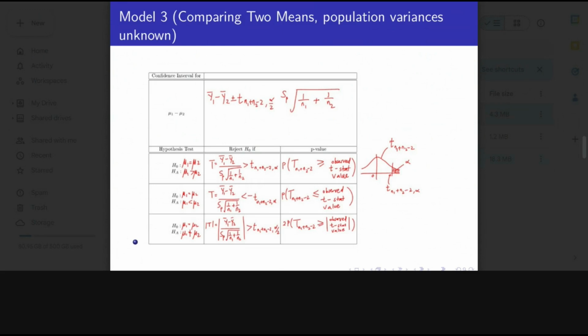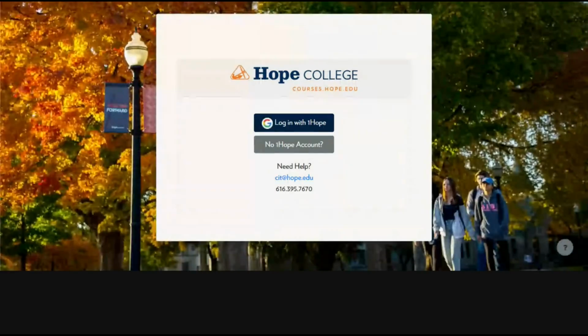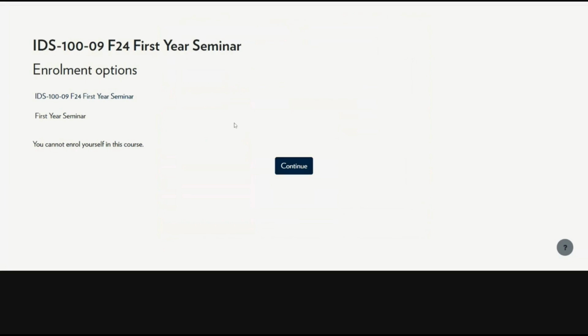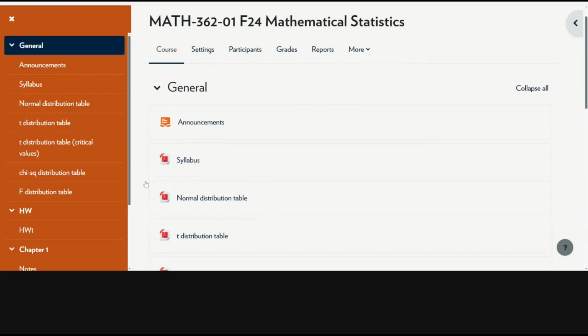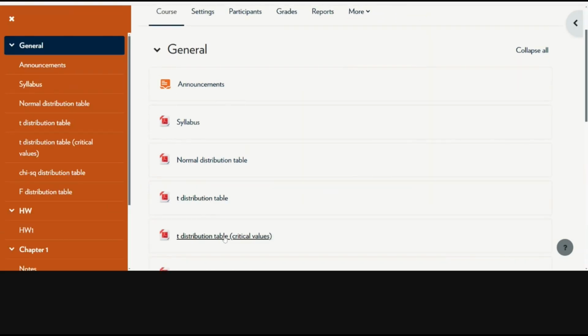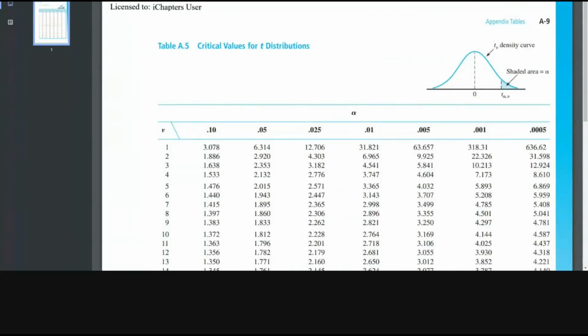If you do a significance level and you pick alpha, then you need to find the alpha quantile. And now the time has come for me to show you the table that I will give you for this course. If you go to our page, you see there's a t distribution table, critical values. Click on this one. This is exactly the table that you need, and I'll give it to you in the exam.